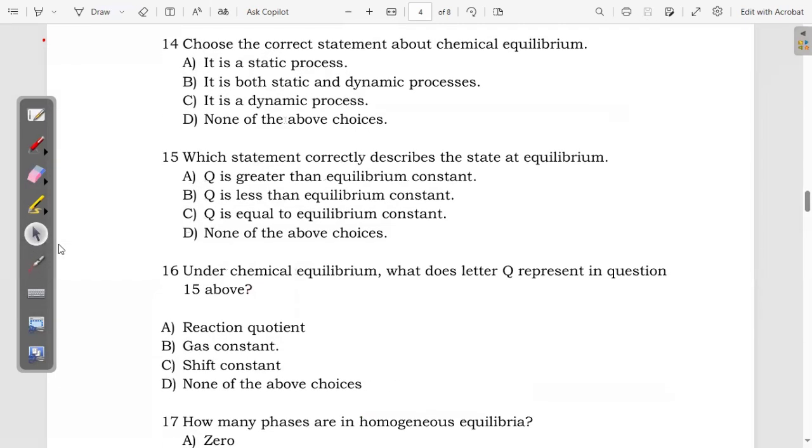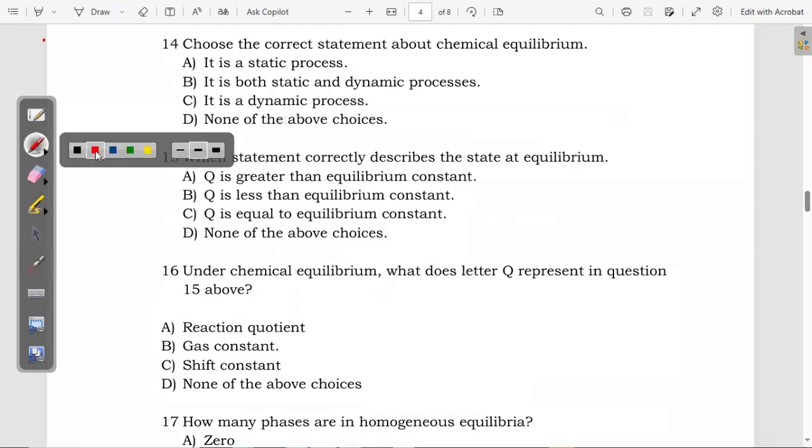Okay, so question 14, they're saying, choose the correct statement about chemical equilibrium. A, they're saying it's a static process. B, they're saying it's both static and dynamic process. C, they're saying it's a dynamic process. So the correct answer there is C. Chemical equilibrium is a dynamic process.